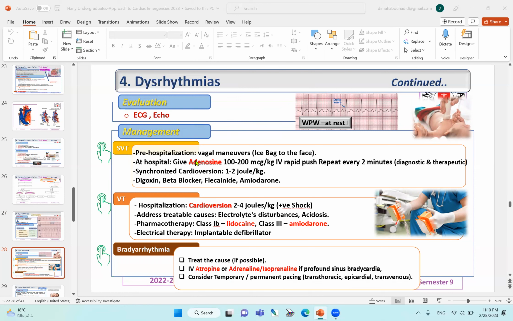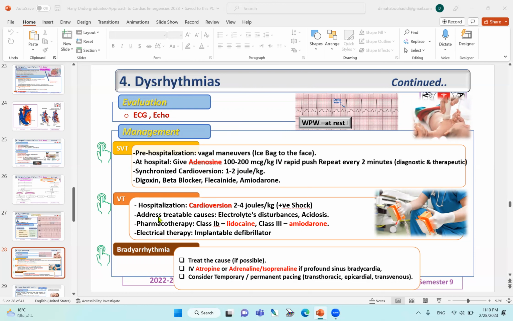For supraventricular tachycardia, pre-hospitalization at home, we can teach the mothers to perform vagal maneuvers for her baby, like putting ice bags on his face or asking him to strain to activate the vagal maneuvers. In hospital, when the baby arrives with supraventricular tachycardia, we can give him adenosine with a 100 to 200 mcg dose, and we can repeat it every 2 minutes. Synchronized cardioversion can stop the attack. Digoxin, beta blocker, flecainide, and amiodarone are also part of the pharmacological management of supraventricular tachycardia.